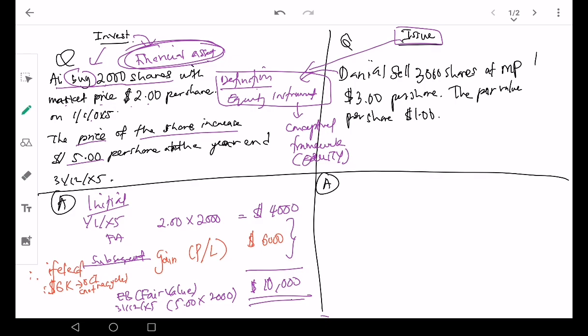However, for the issuer now, I'm done with the investment. Investment is actually so simple. You just invest, you recognize it as a financial asset. Okay? This is the ending balance for the financial asset.